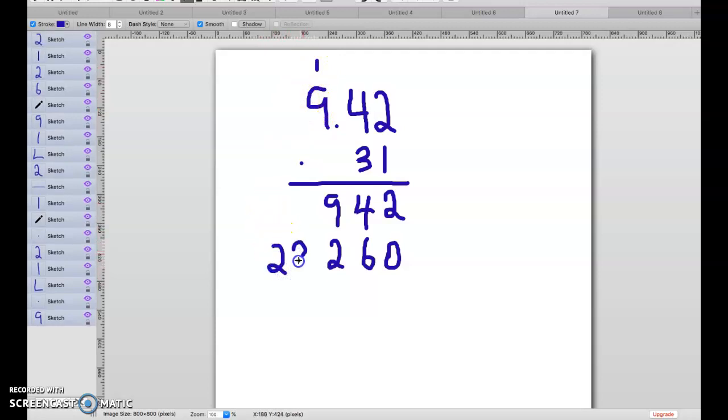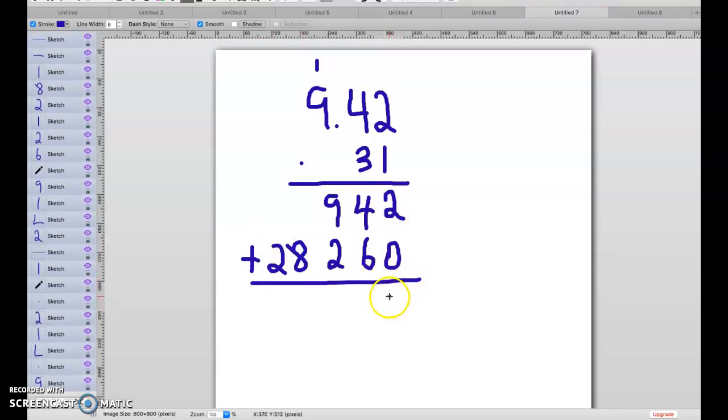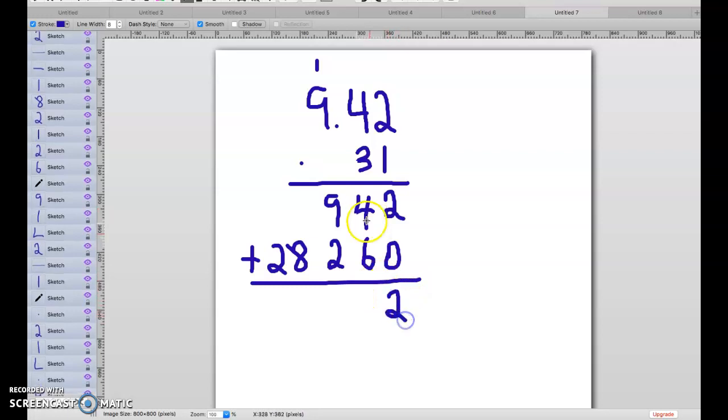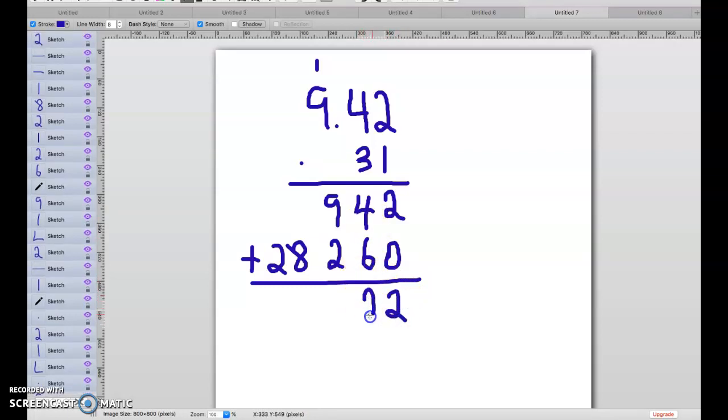So now we need to add these numbers together. 2 plus 0 is 2. 4 plus 6 is 10, so 0 goes here, carry the 1. 9 plus 2 is 11, plus 1 is 12. So 2 goes here, carry the 1. 1 plus 8 is 9. And bring down the 2.